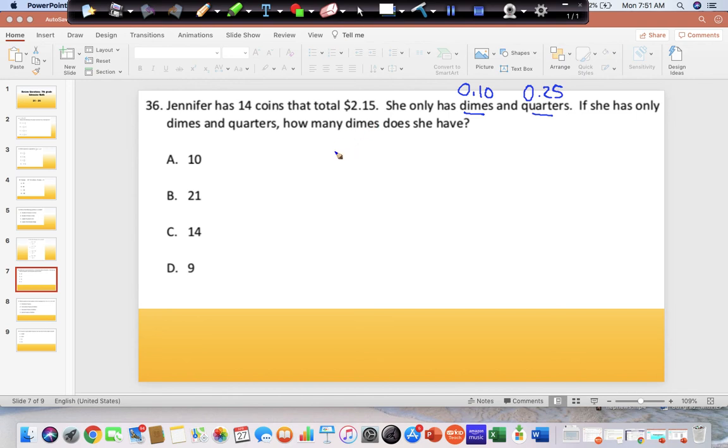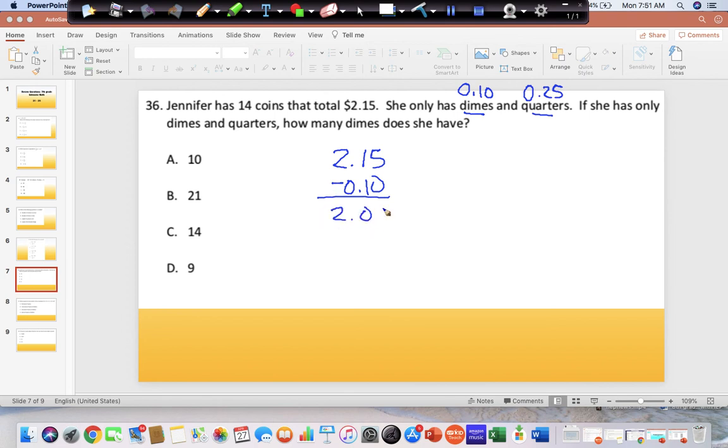How I would start this problem is start with your $2.15 and then keep subtracting your dimes until you get something that the quarters can go into evenly, because quarters cannot go into 15 cents evenly. So I'm going to subtract 10 cents, and this is actually going to take longer than if you would do it on your calculator, which is on my cell phone.